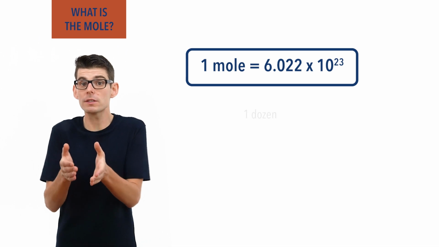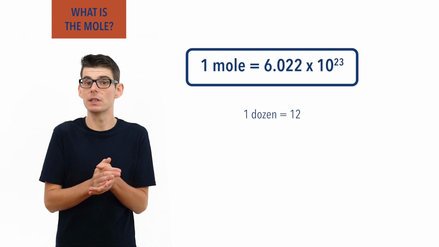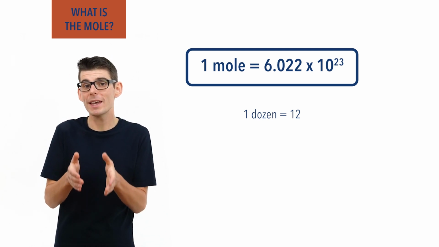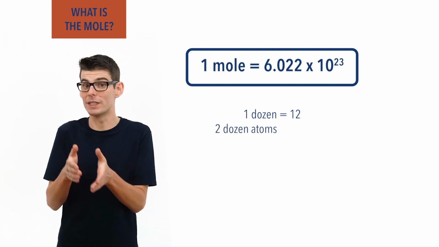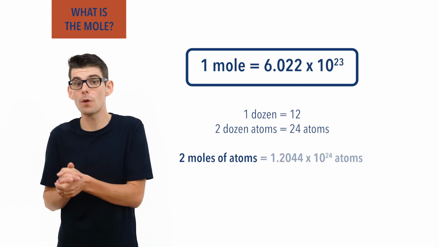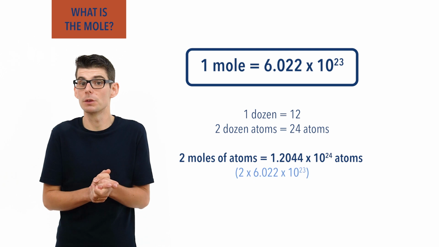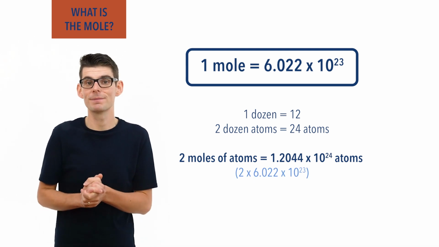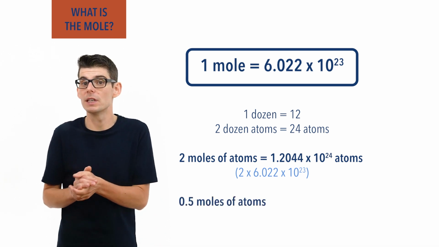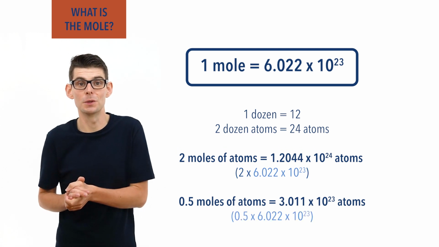Just like 1 dozen of something equals 12, 1 mole of something equals 6.022 times 10 to the 23. In the same way as 2 dozen atoms means 24 atoms, 2 moles worth of atoms means 1.2044 times 10 to the 24 atoms, 2 times 6.022 times 10 to the 23. Equally, half a mole's worth of atoms would be 3.011 times 10 to the 23, half of 6.022 times 10 to the 23.